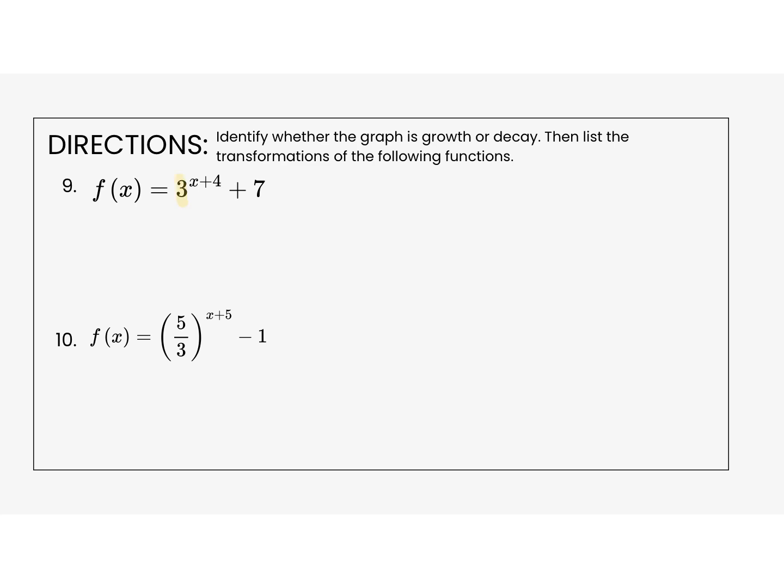So to look at growth or decay, we're going to look at the number being raised to the exponent, right? So 3 to the x plus 4 plus 7. So 3 is greater than 1, so that means that this is growth. And then we're going to look at our shifts. So this plus 7 is telling us it's going up 7. And this plus 4, which is in the exponent, is going to tell us left or right. And since it's plus 4, it's going left 4.